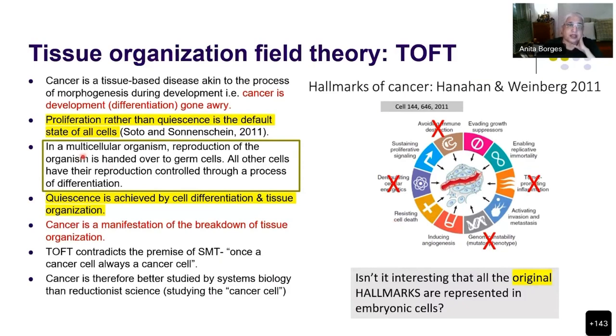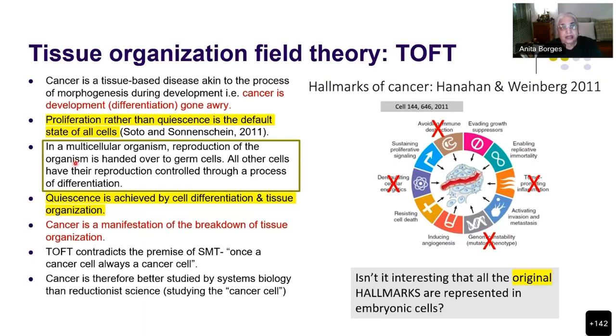You know what they say? That cells are kept quiescent. All our cells have the property to proliferate. But what is it that keeps them quiet? It is differentiation. So what they say is, quiescence is achieved by cell differentiation and tissue organization. And that's what I tried to get you to understand when we were talking about the definition of cancer.